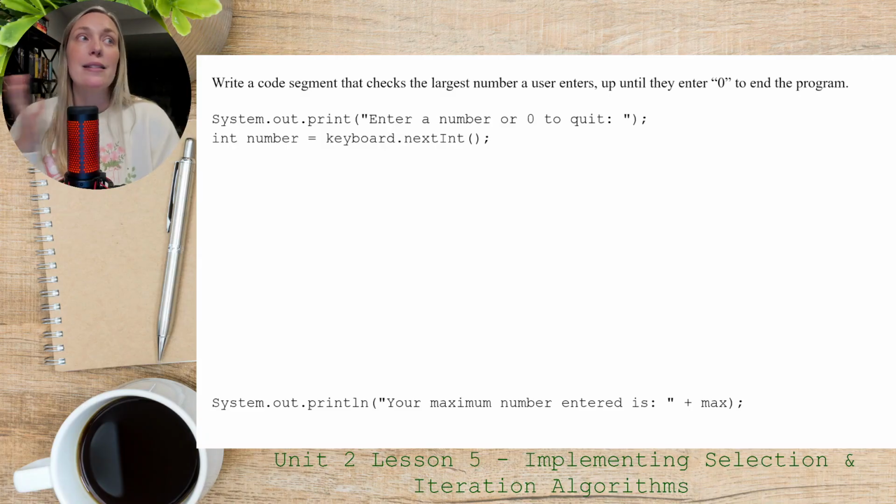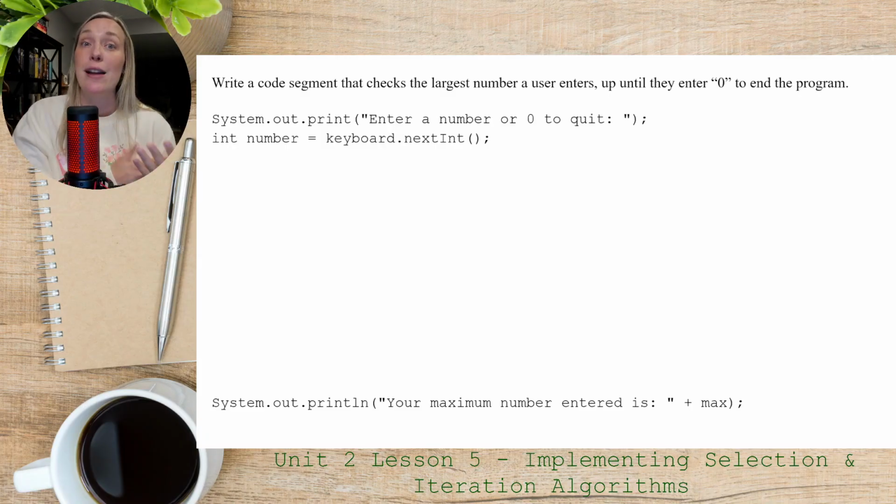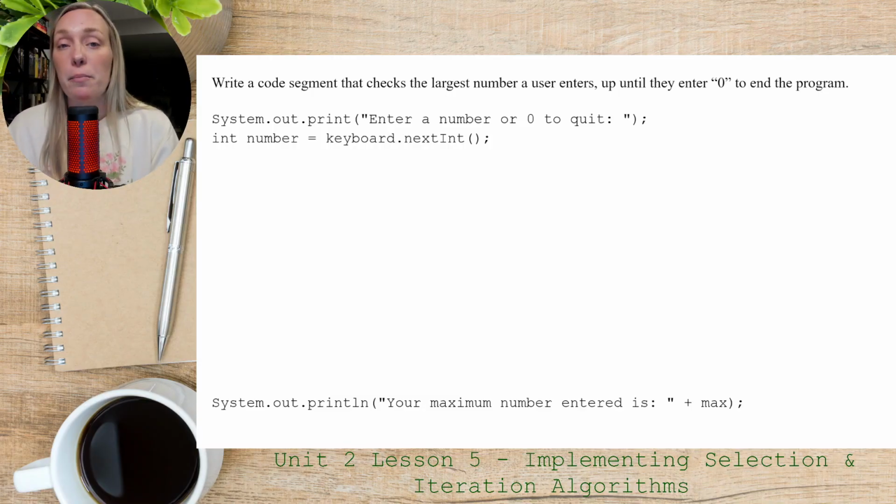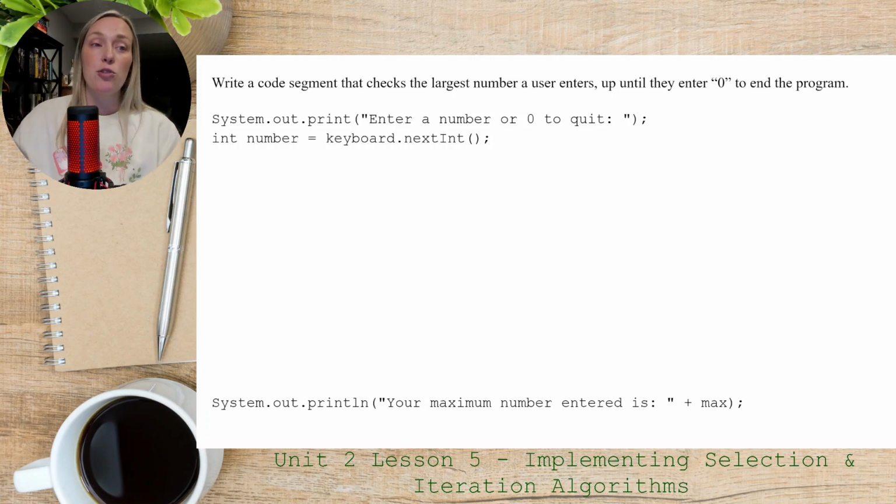So we're going to apply this to something we already know, which is user entered integers. We're going to write a code segment that checks the largest number a user enters up until they enter 0 to end the program. Again, we'll apply this algorithm to data structures later, but for right now, let's just work with what we know. So the instructions: enter a number or 0 to quit. The user is going to enter a number that we're going to store in the variable number. And what do we want to do?